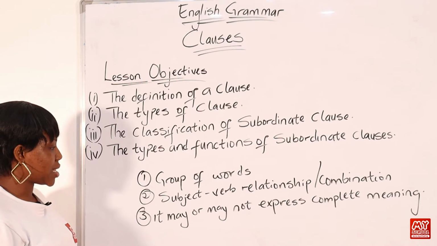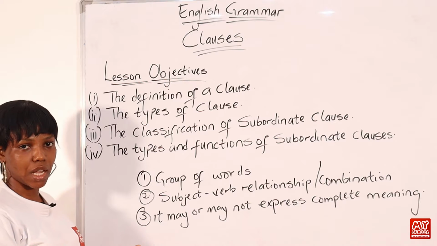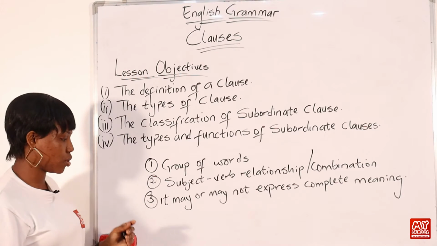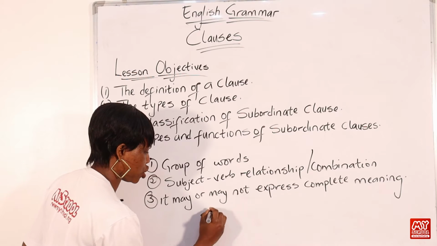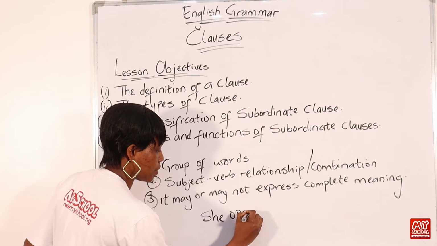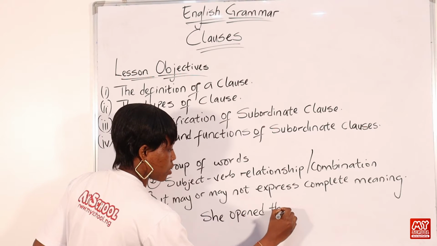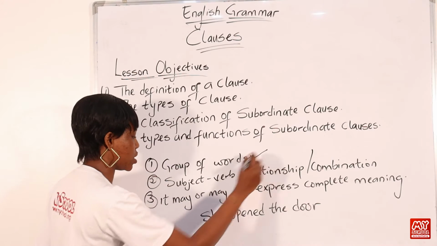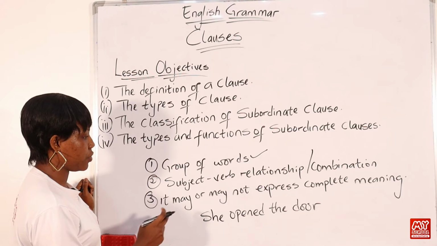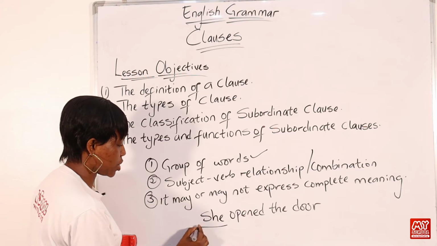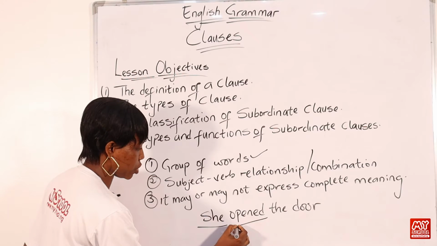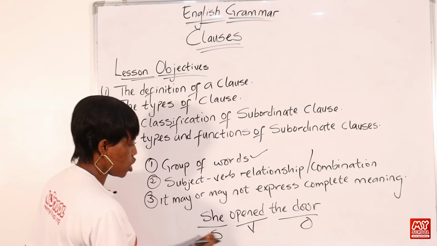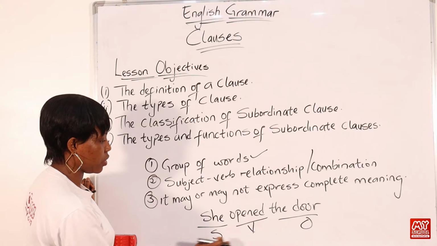Now, let's take, for instance, a clause. I'm going to give an example of a clause. Okay, a simple sentence is usually considered as a clause. So let's take this simple sentence: she opened the door. Now, this is a group of words, so it conforms to this subject-verb relationship. You can see the subject, and you can see opened, which is the verb. So this is the object, this is the verb, and this is the subject. So you can see the combination of a subject and a verb.